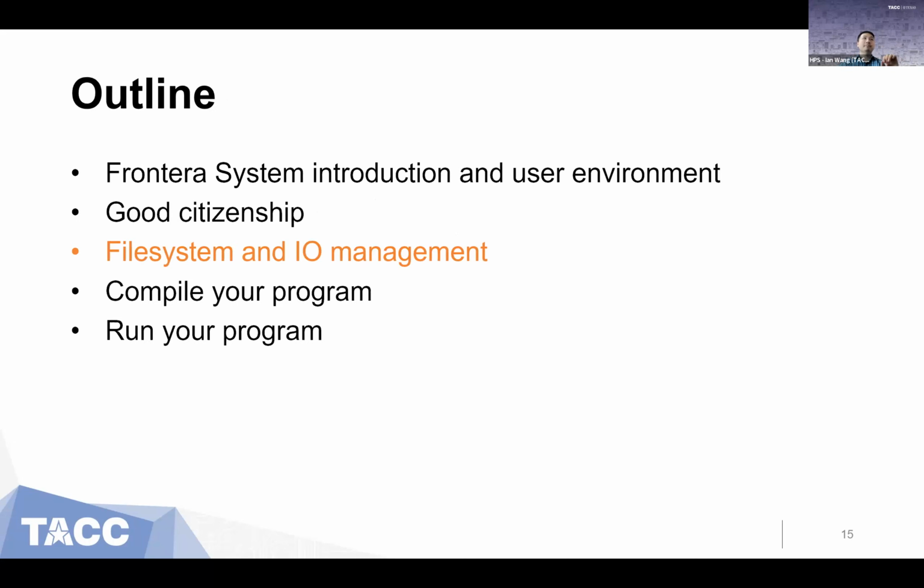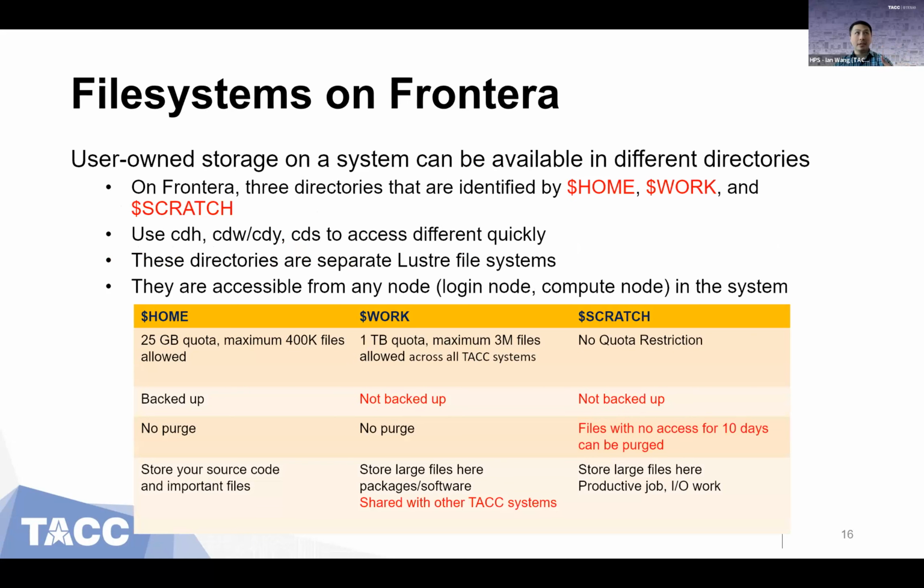Then file system, okay? So I mentioned there are actually three different file systems. There's home, there's work, there's scratch. They are different in terms of whether they're backed up. So home is backed up, and there's no purge policy, but it has the lowest quota, only 25 gigs per user. Okay, so this is really for you to store anything that's important, right? You need to back it up, but they are not large.